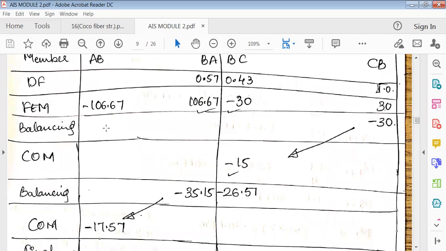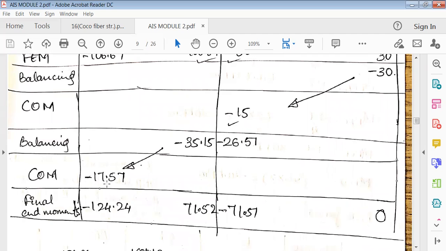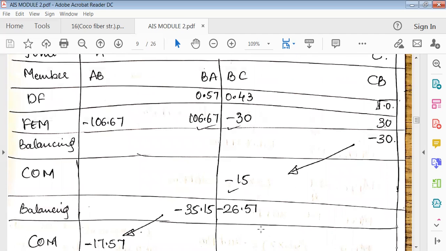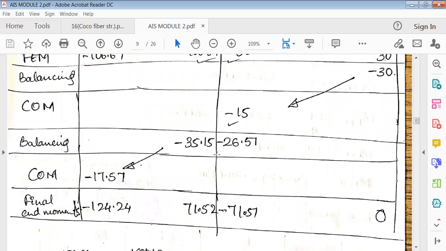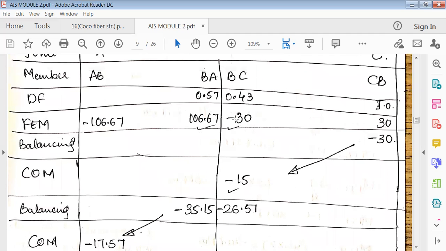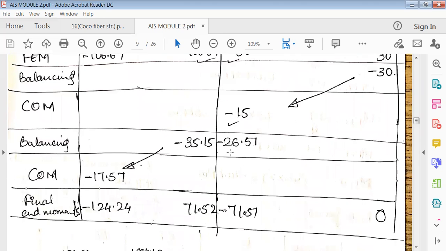So this is add all this column: 106 minus 106 minus 17. So it is minus 124. Then this is 106.67 minus 35.15. So it is 71.52. Answer is positive. Similarly, this portion minus 30, minus 15, then minus 26.51. So when you add this, it is minus 71.51. So this answer is 0.